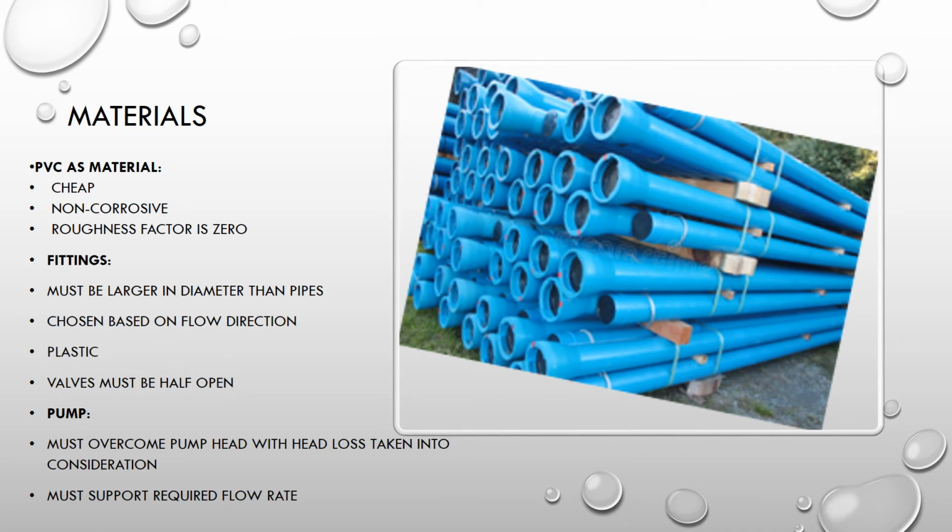Once all of our behind-the-scenes work is done and we can make sure our materials meet our requirements, we start by picking out our materials. For our pipe, we picked out PVC because it was cheap, non-corrosive, and the roughness factor is 0. We found that our fittings must be larger in diameter than the pipes, chosen based on flow direction, and they are also plastic. We also had to take into account our valves and how open they needed to be, and then we had to pick a pump that must overcome the pump head with loss taken into consideration and must support the required flow rate.